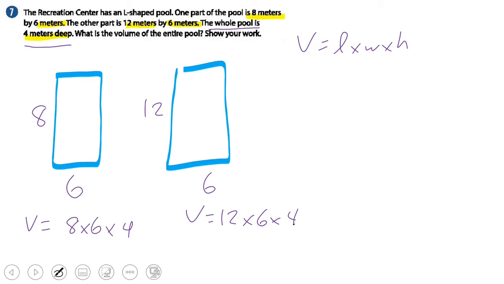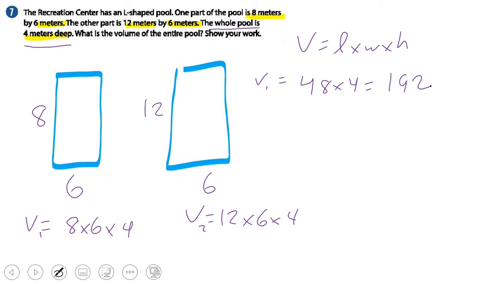Okay. Next, we need to solve these. So I'm going to call them little v1 and little v2. So for v1, we have 8 times 6, which is 48, times 4, which is 192.